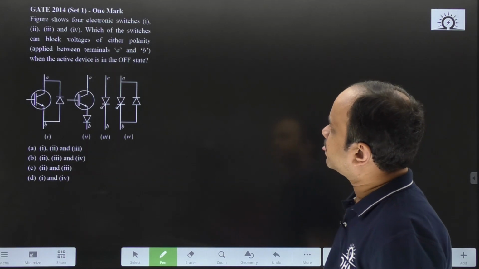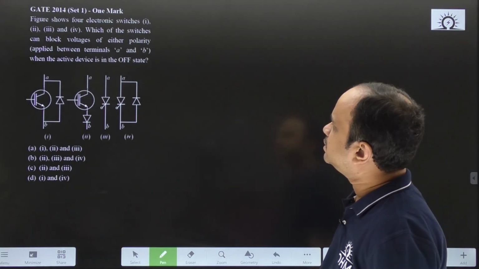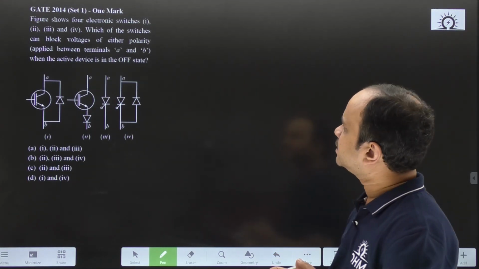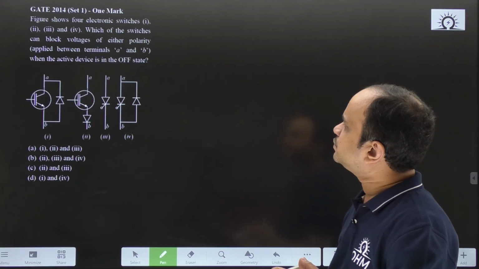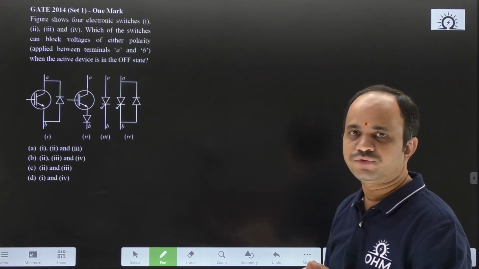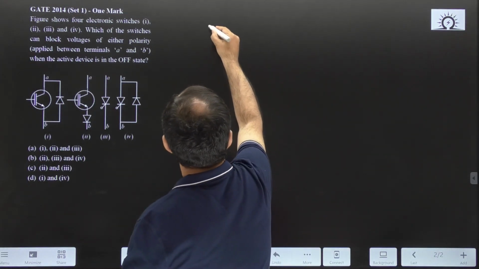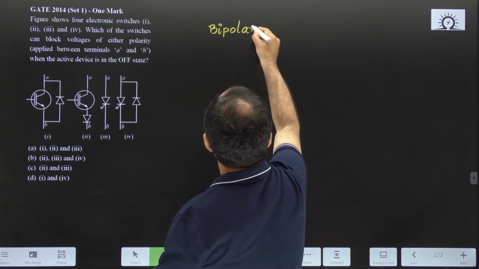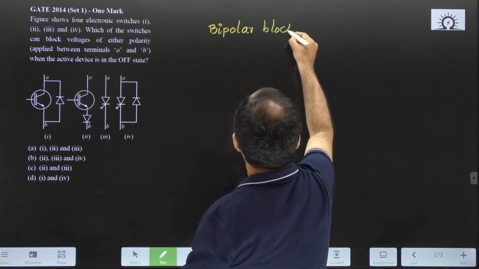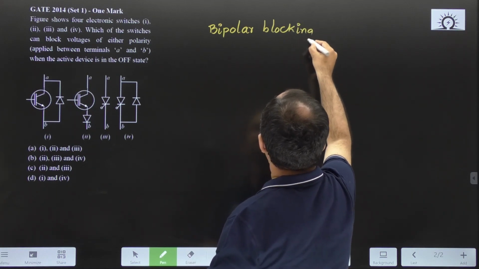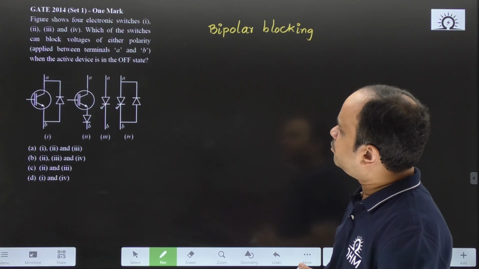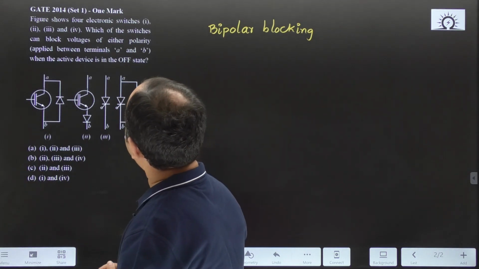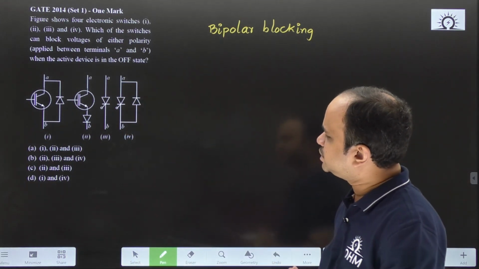Let us go to the next question. This question was given in GATE 2014 for 1 mark. The following figure shows 4 electronic switches named 1 to 4. Which of these switches can block voltage of either polarity? Voltage of either polarity means bipolar blocking. The switch should be bipolar blocking. And which of the switches block voltages of either polarity when the active device is in the off state?